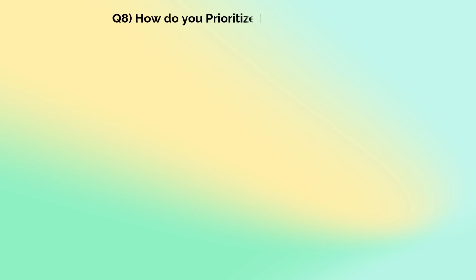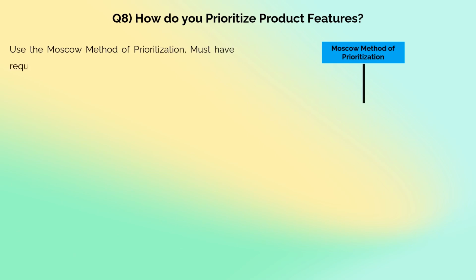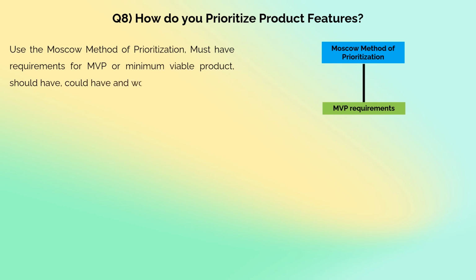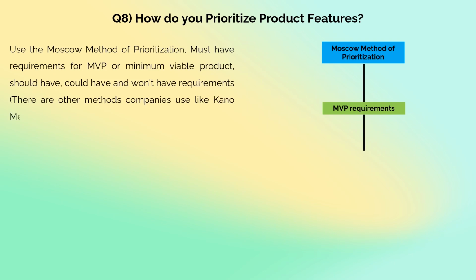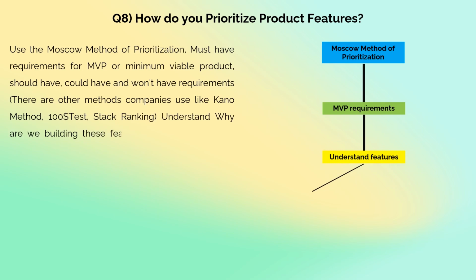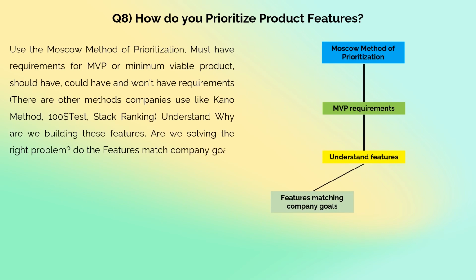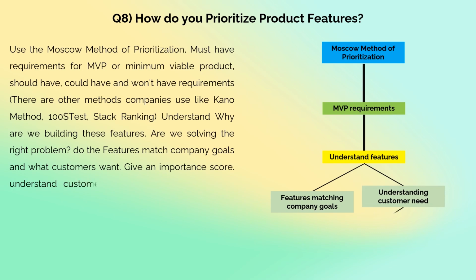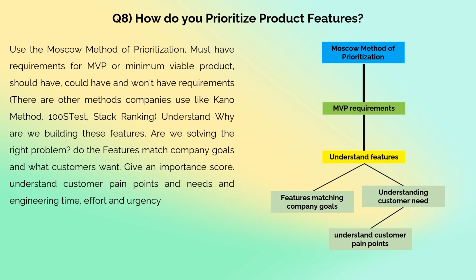How do you prioritize product features? Use the MoSCoW method of prioritization. Must-have requirements for MVP or minimum viable product, should have, could have, and won't have requirements. There are other methods companies use, like the Kano method, $100 test, stack ranking. Understand why we are building these features. Are we solving the right problem? Do the features match company goals and what customers want? Give an importance score. Understand customer pain points and needs, and engineering time, effort and urgency.